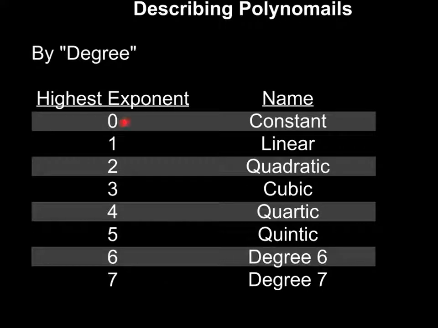If the highest exponent is 0, that is there's no x's in the equation at all, that is called a constant. So basically, that's just a number. So like 5 is a constant. If the highest exponent is 1, that means you just have an x in the equation. That's linear. Like 5x plus 3, that's linear. Because if you graph it, it gives you a line.